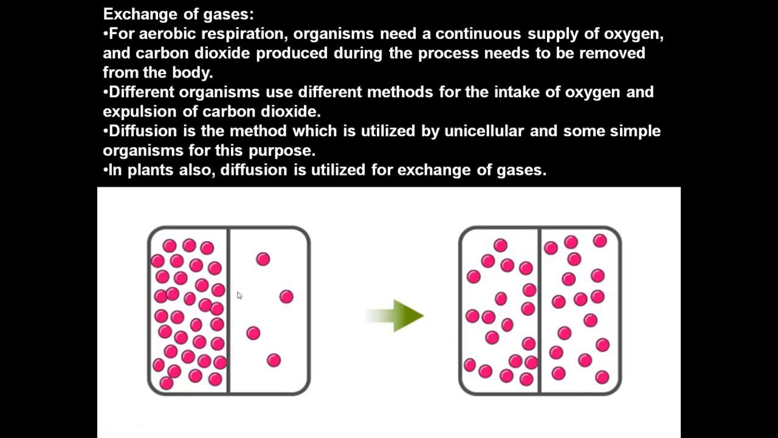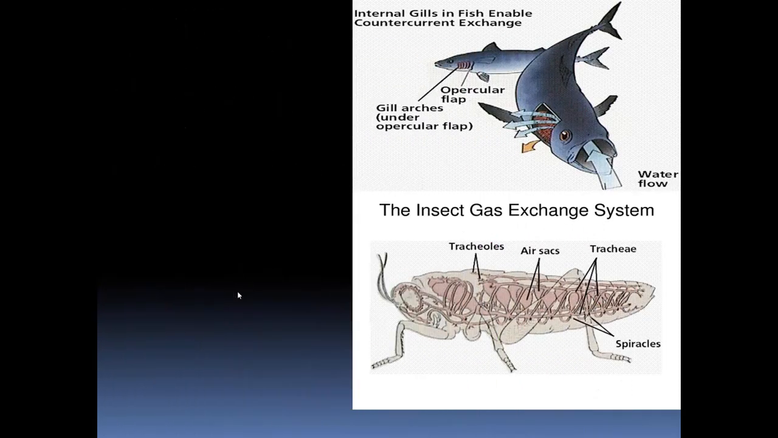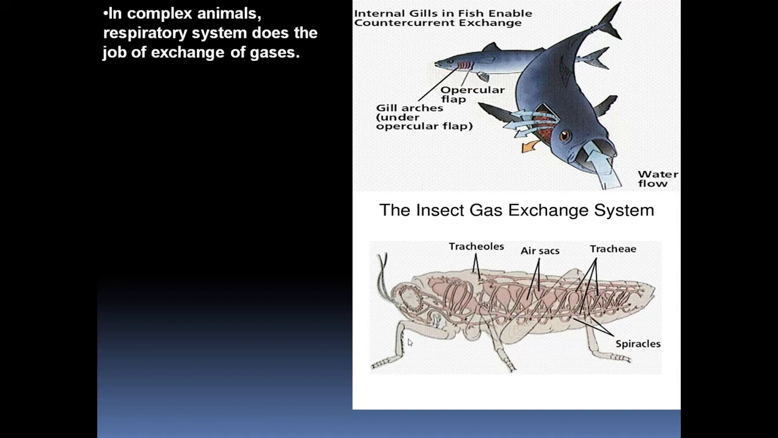In plants also, the diffusion process is utilized for exchange of gases. Look at this given image. What do you notice here? Yes, you can see the fish is taking in oxygen with the flow of water and it is coming out with the help of gills. Here again, in this insect, you can observe the fine structures called spiracles. It also contains pores, air sacs, trachea and tracheoles.